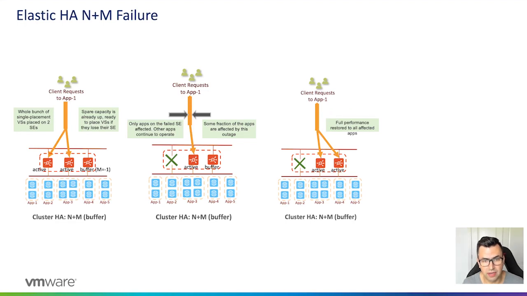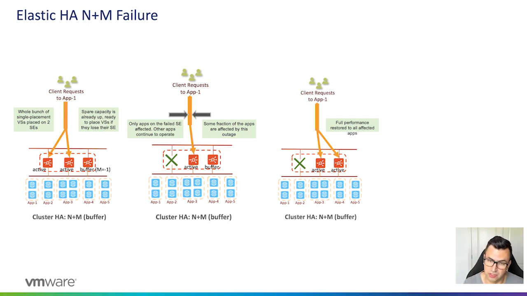Here we have a comparison of how the failure is handled. First of all, we have an N+M failure. We have several applications running on two active service engines. In this case, we have a buffer of M equals 1, and that service engine is just a spare one. It's running. So we have all the applications running distributed on these active ones. Now, if one of them fails, it will impact whatever applications were running on that service engine. At the same time, the controller will place all those virtual services on the buffer SE, so it becomes an active service engine.